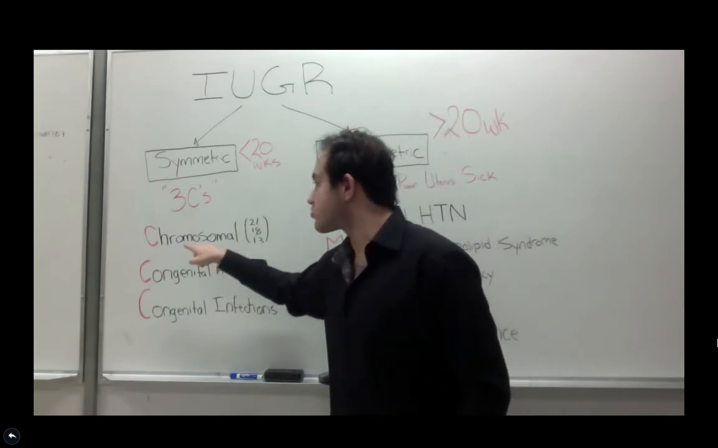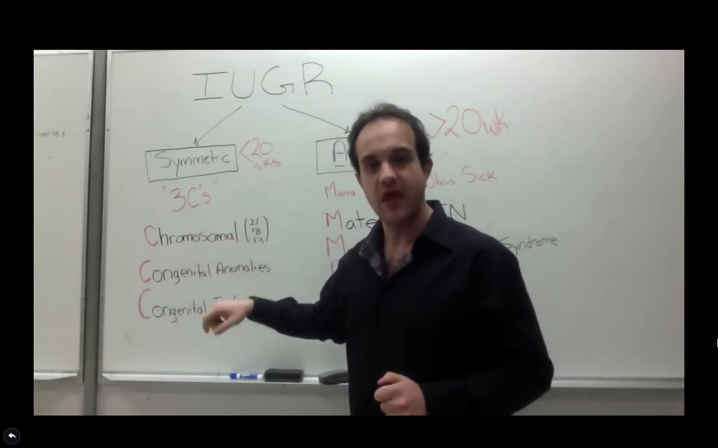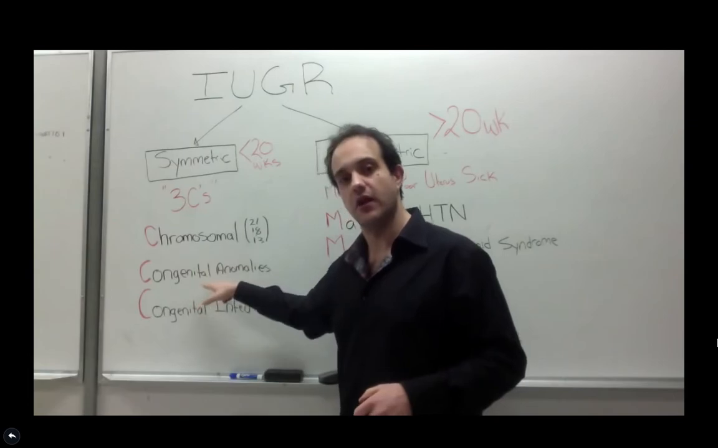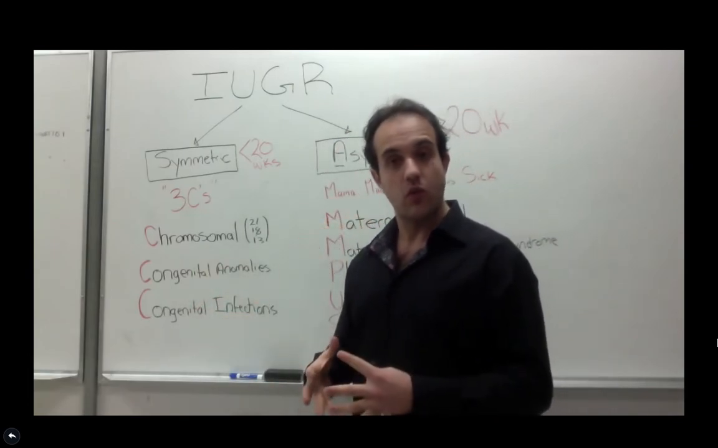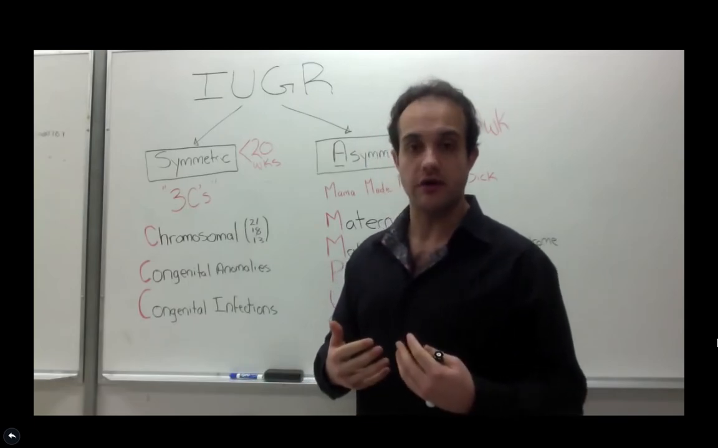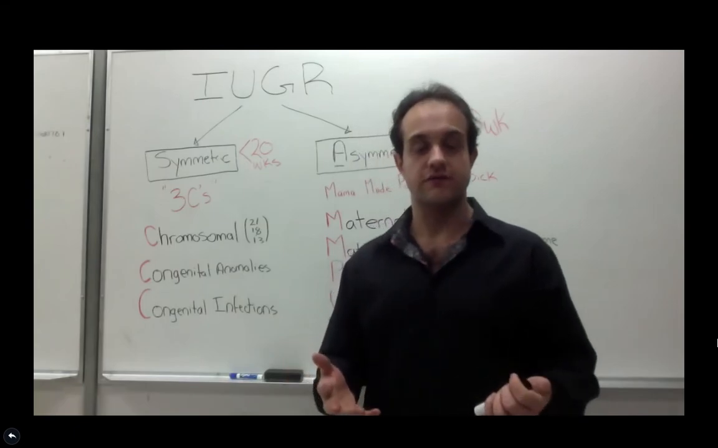C for chromosomal abnormalities: 21, 18, and 13. C for congenital anomalies, like neural tube defects, ventral wall defects, and also congenital heart defects. And C for congenital infections, like the TORCH infections.